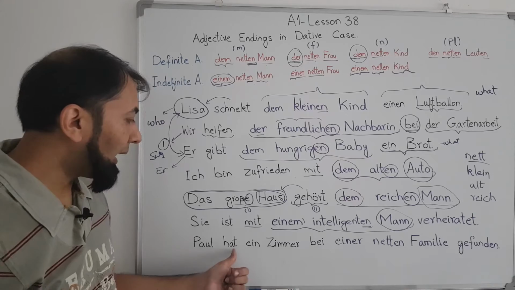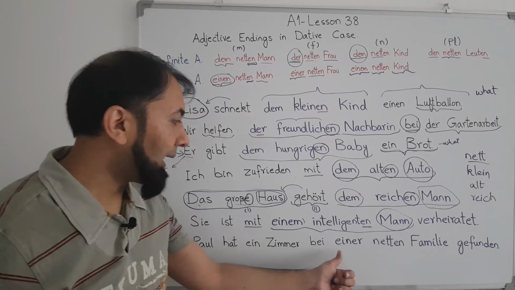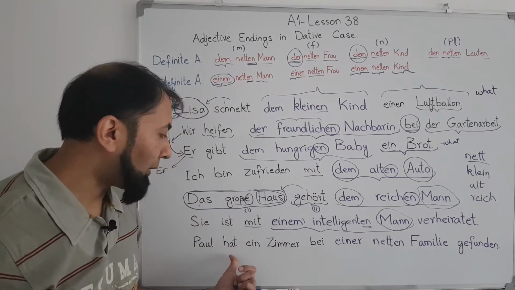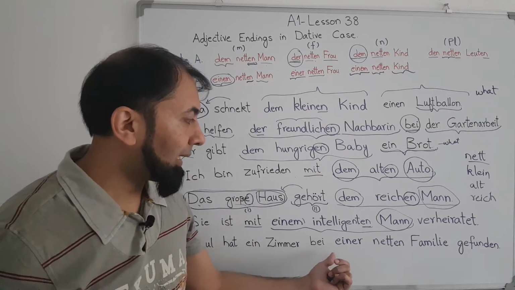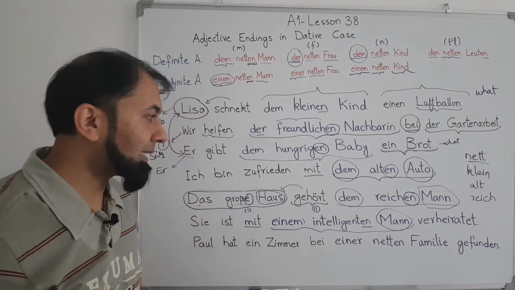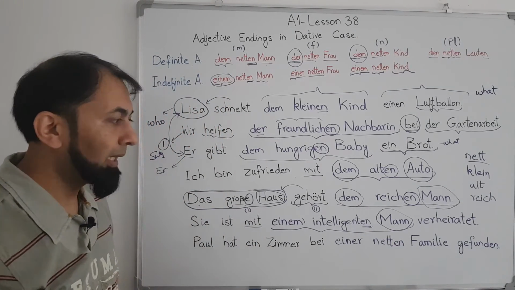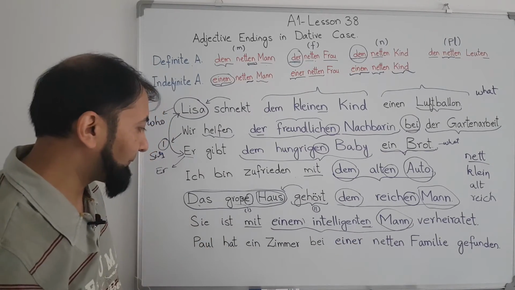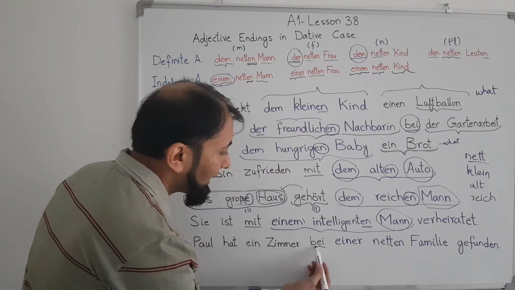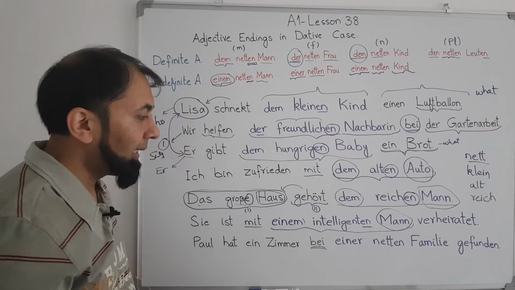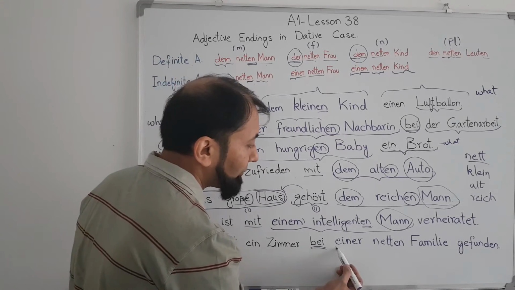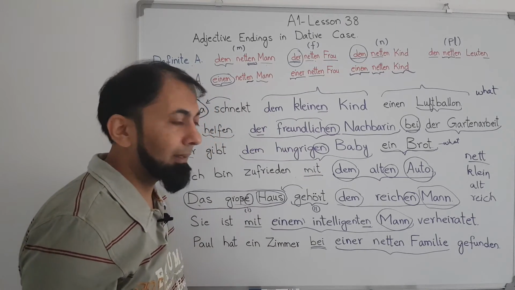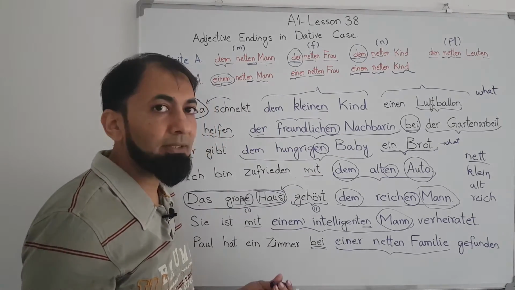Next is Paul hat ein Zimmer bei einer netten Familie gefunden. Paul found a room with a nice family. So Paul was searching for a room and he found a room with a nice family. Now in this case we are again using a dative preposition, which is bei. Therefore we have to apply the rule of dative on the next part of the sentence, which is einer netten Familie, or a nice family.